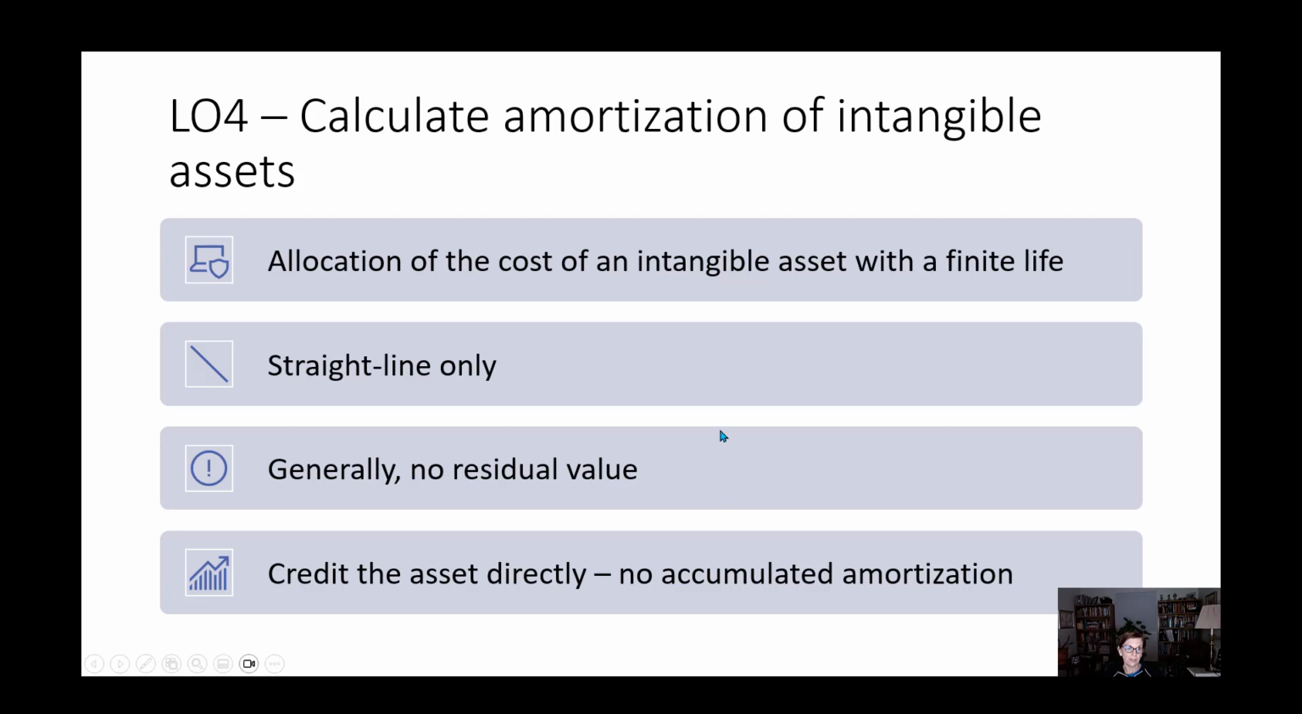Now, what is amortization? Amortization is like depreciation, but instead of depreciating property, plant, and equipment, we amortize an intangible asset. And so it's the allocation of the cost of the asset over its useful life. Generally, it's straight line with no residual value. And there's no such thing as accumulated amortization. We just credit the asset directly. So if we were amortizing a patent, for example, you would debit amortization expense and you would credit the patent.